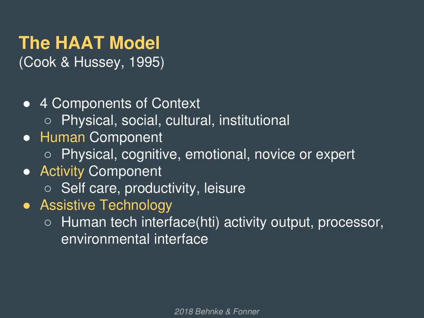So you've got all the different components broken down into the HAT. What are the human pieces that we're looking at? What kind of supports people might get from assistive technology to support physical function, cognitive function, emotional function, whether people are functioning at a novice or an expert level impacts assistive technology decisions.